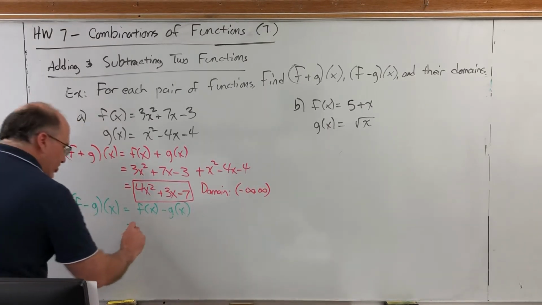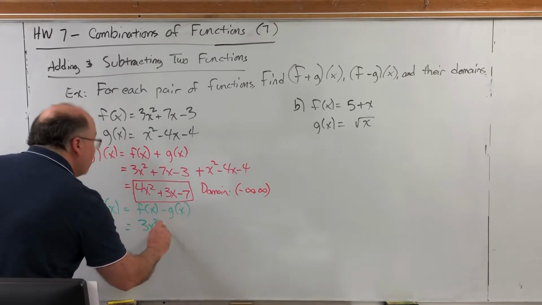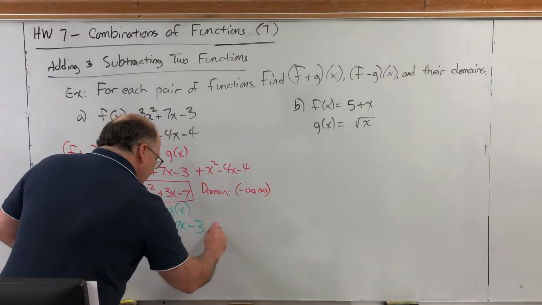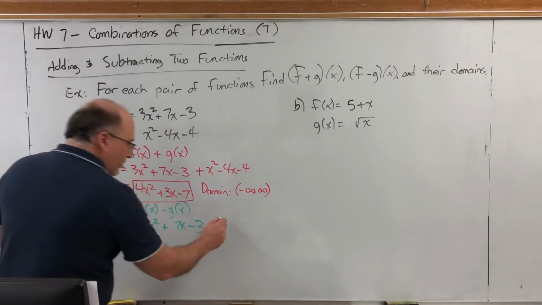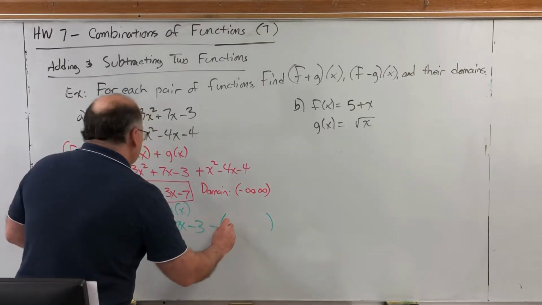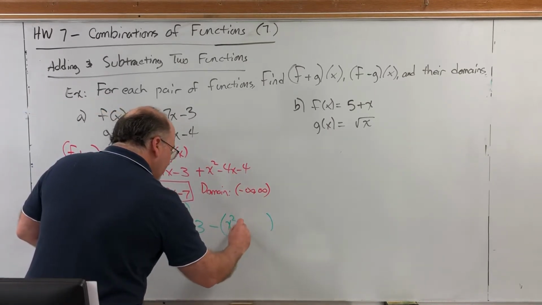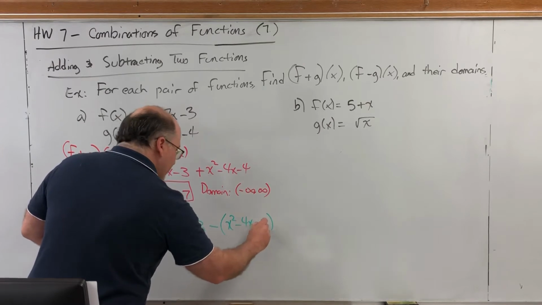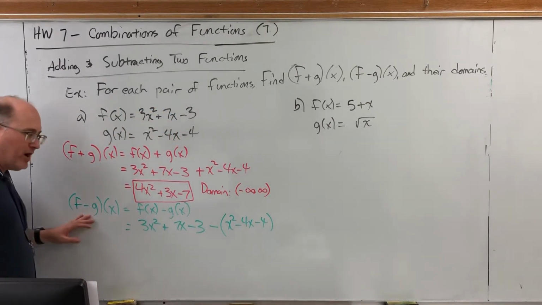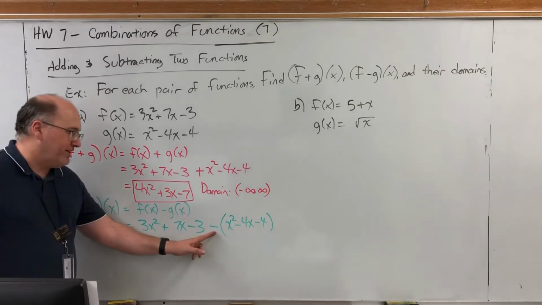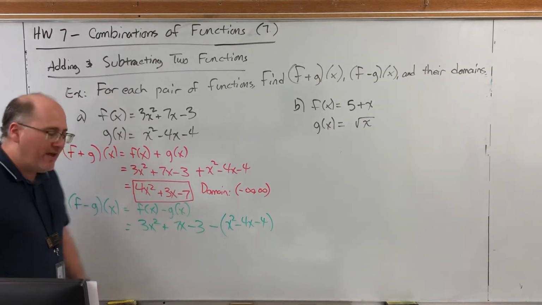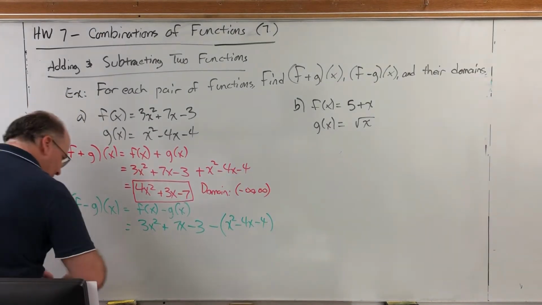The first function is still 3x squared plus 7x minus 3. And now we're going to subtract the entire second function, so we need to put it in parentheses. And inside those parentheses, x squared minus 4x minus 4. The most common mistake people will make when subtracting two functions is to forget that this minus sign belongs to the entire second function and therefore will get distributed.